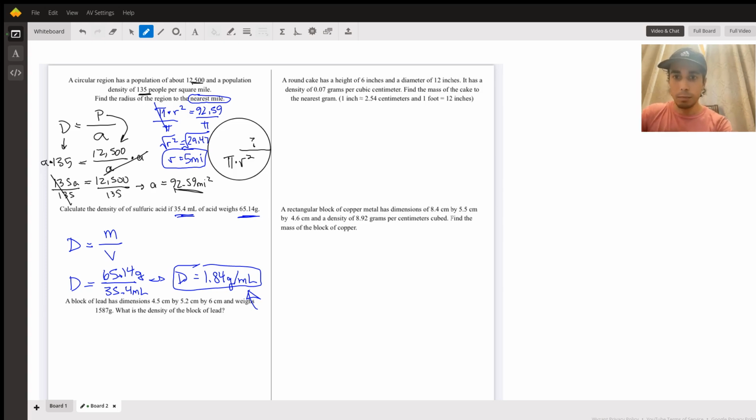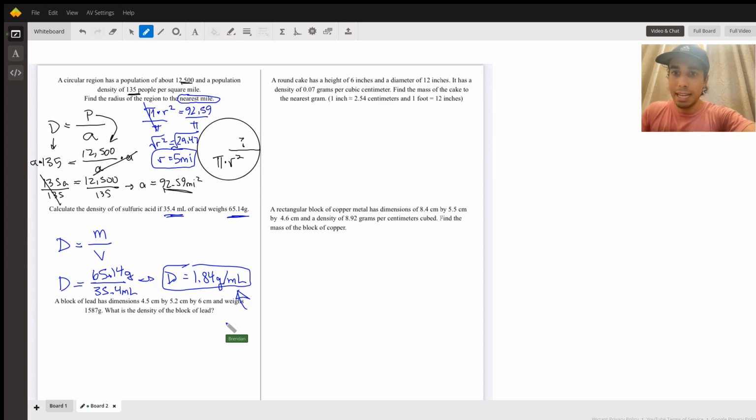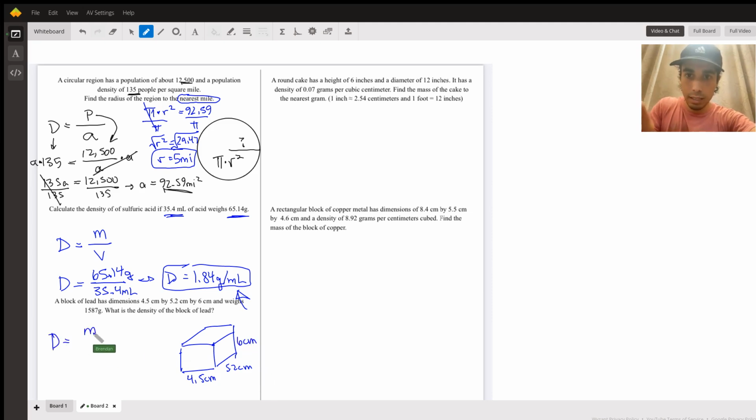Okay, next one. So a block of lead has these dimensions. All right, so let's draw this out. We've got 4.5 centimeters by 5.2 centimeters by 6 centimeters, and it has a certain weight, right? Well, density is mass over volume, so we've got the mass, right? That's how much does it weigh? 1587 grams over the volume.